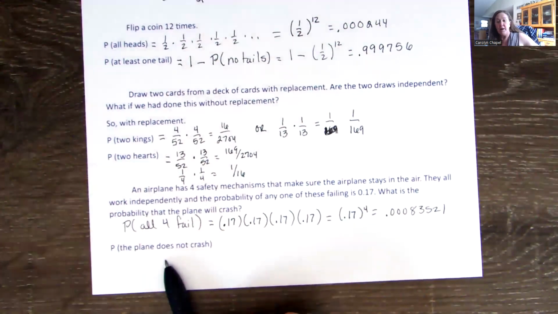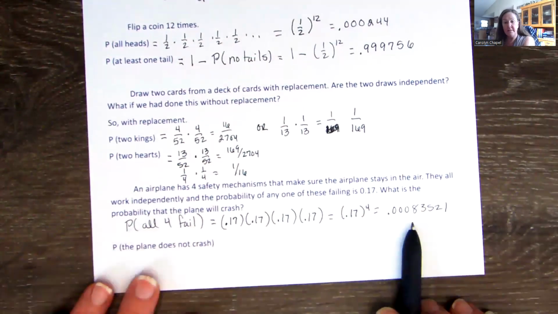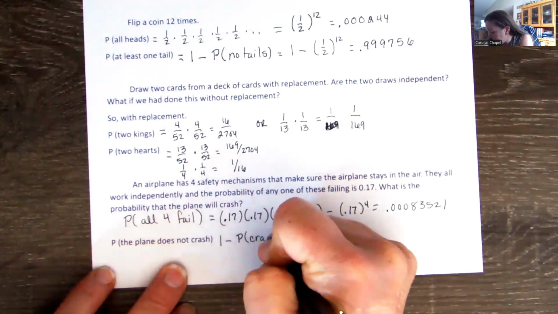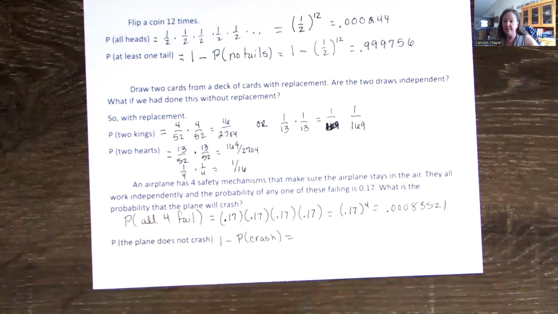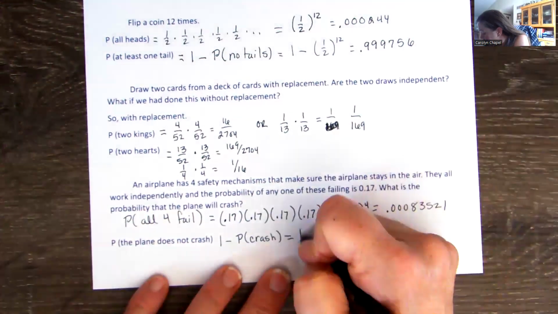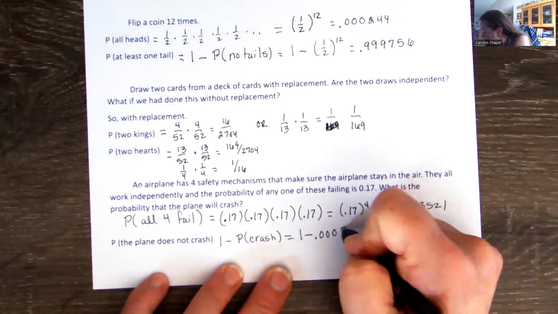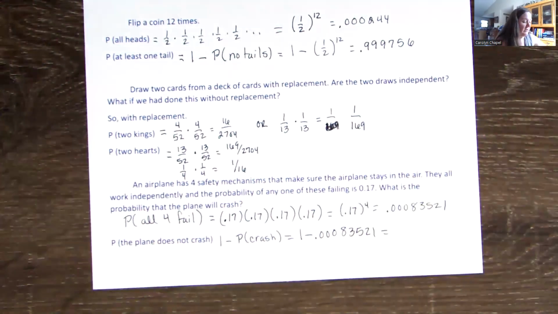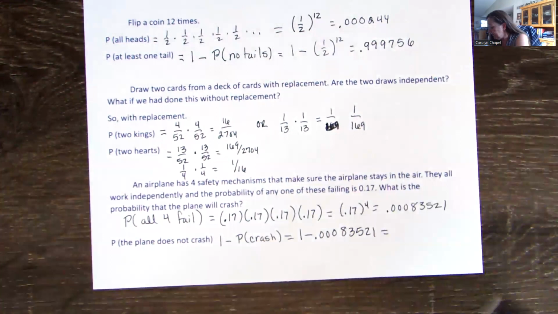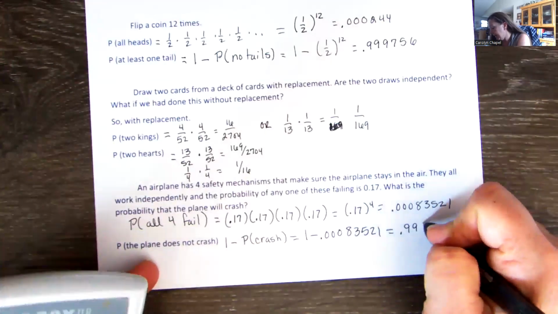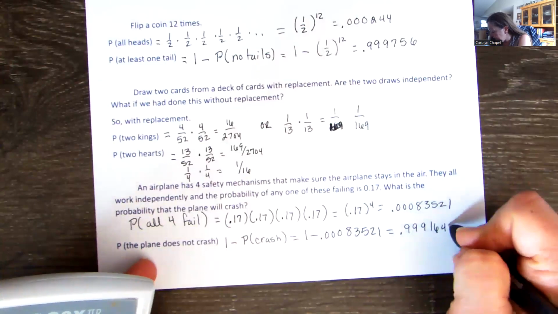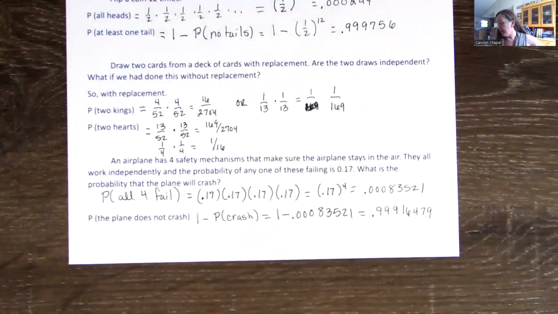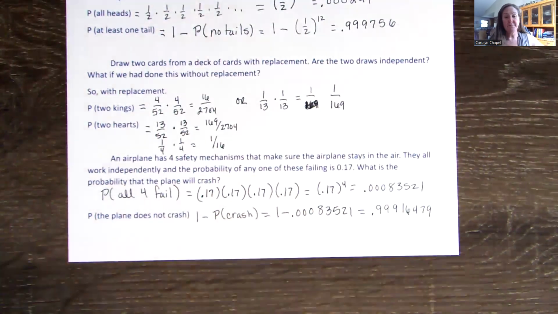If I wanted to find out the probability it's not going to crash, well, here's the probability it does crash. If it's not going to crash, that would be 1 minus the probability it crashes, because either it crashes or it doesn't. So 1 minus 0.00083521, which I'll let my calculator do for me, gives 0.9991647. And again, we could round to whatever decimal we wanted.